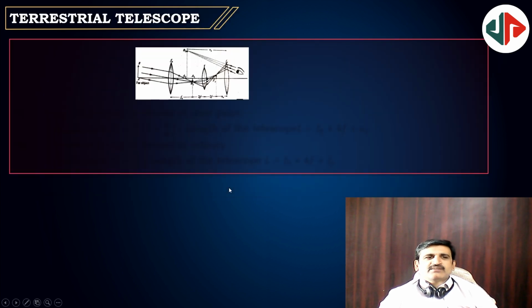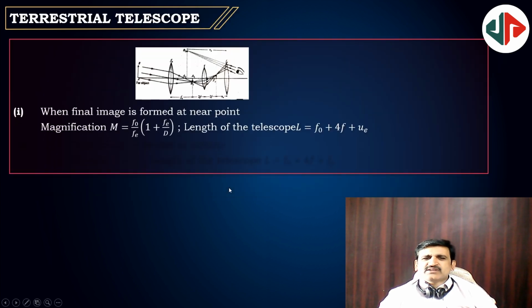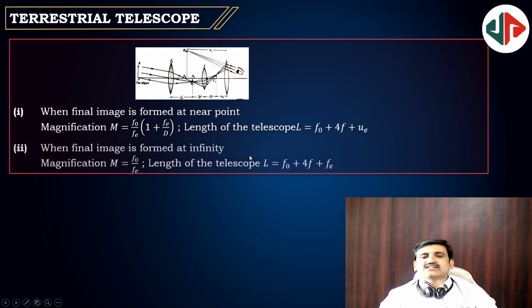Terrestrial telescope will be a different story. Just the minus signs will be removed. Only the length of the telescope will be increased by 4f, where f is the erecting lens focal length. Remaining all aspects, those formulae are the same. Terrestrial telescope will have positive magnification. Astronomical telescope will have a negative magnification because of the inverted image.